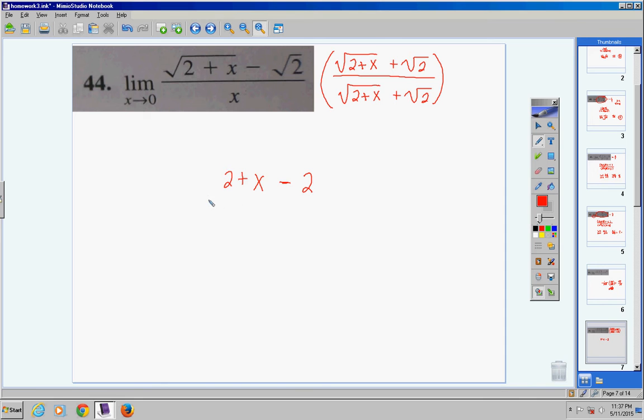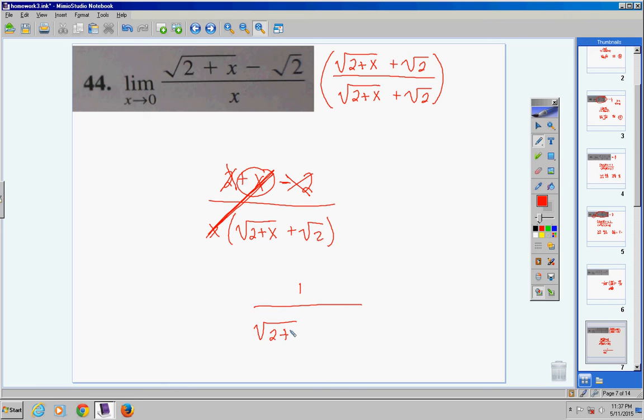Square root of 2 times square root of 2 is 2. Alright. Now your denominator would be x parentheses square root of 2 plus x plus square root of 2. Now in your numerator here, your positive 2 and your negative 2 would cancel, leaving you with just x. And then notice your x's cancel. So you're left with 1 over square root of 2 plus x plus square root of 2. Alright, so this has replaced this up here.